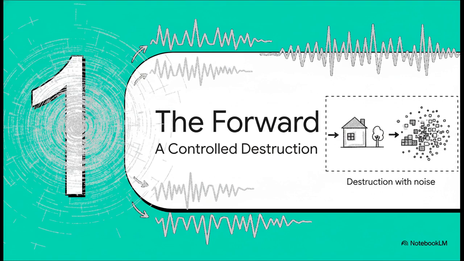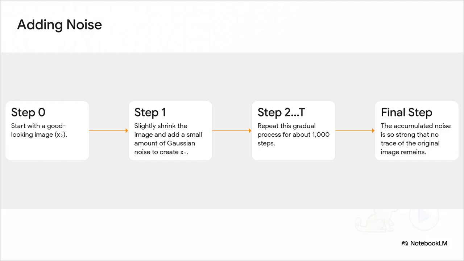This whole thing is called the forward process. The process, believe it or not, is actually super simple. You start with any clear image. We'll call it X0. Then, in each step, you add just a tiny, very precise amount of something called Gaussian noise. Just think of it as pure staticky randomness. Then you do it again and again, repeating this process about 1,000 times until the original image is completely gone, totally lost in a sea of static.